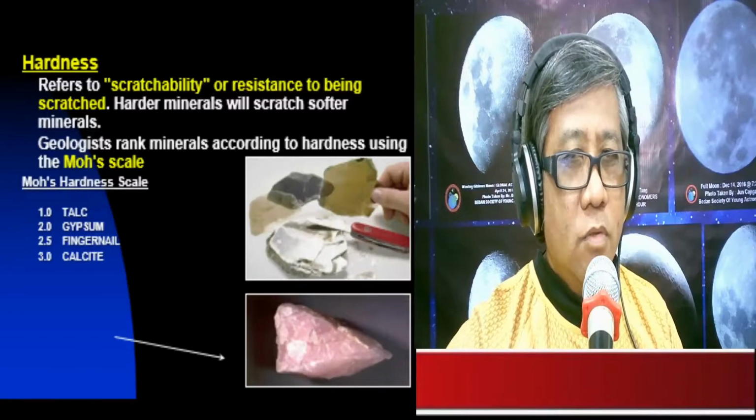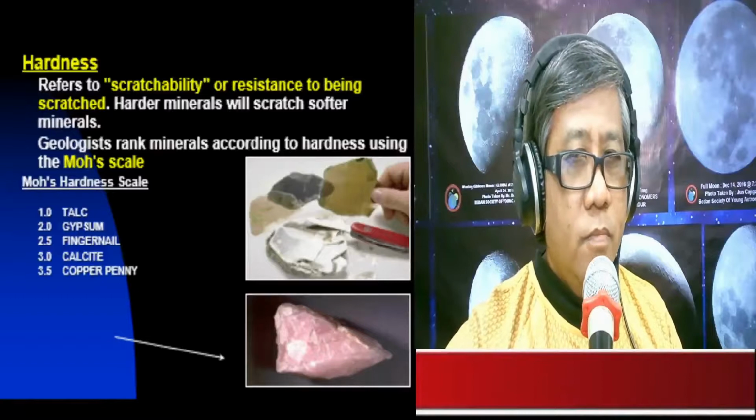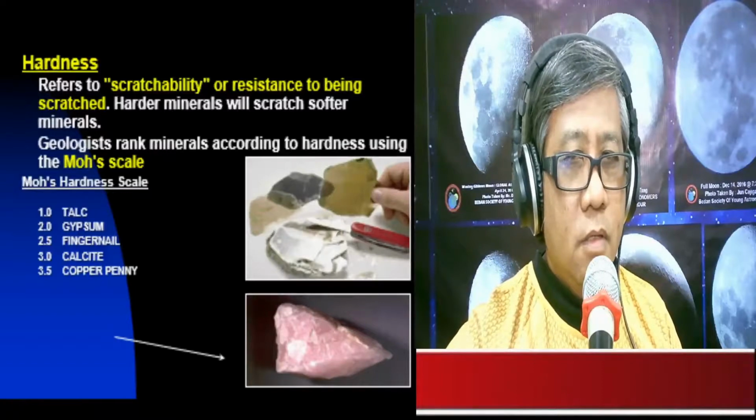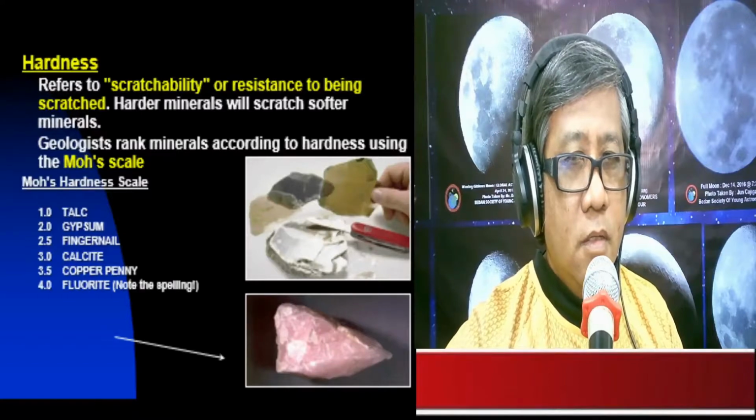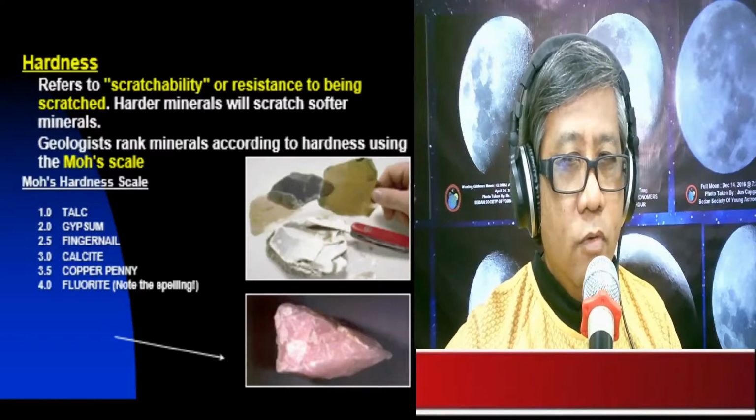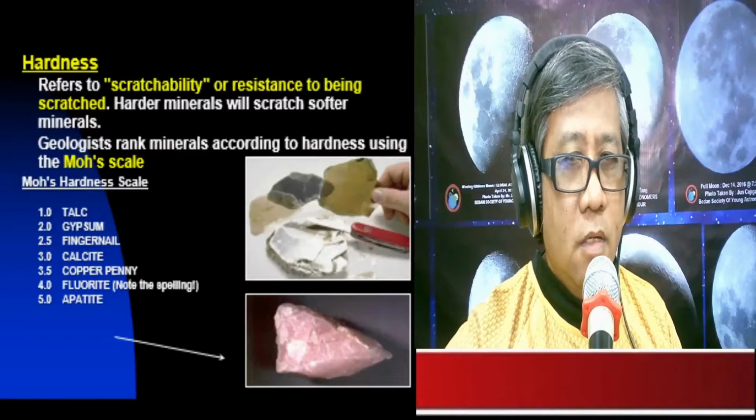Okay, then at 3.0 we have calcite. Then 3.5, that's copper penny. So copper penny can scratch calcite, but not the other way around. Calcite cannot scratch copper penny. Then 4.0, that's fluorite. Then 5.0, that's apatite.